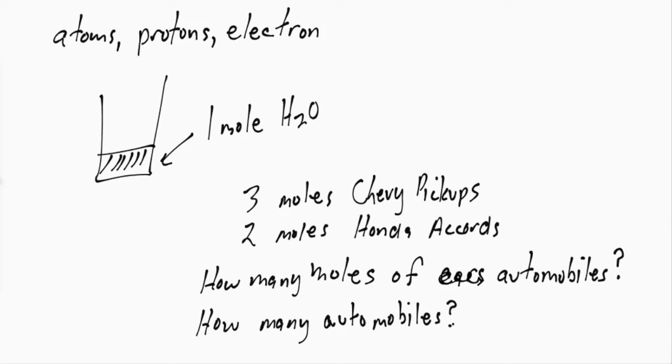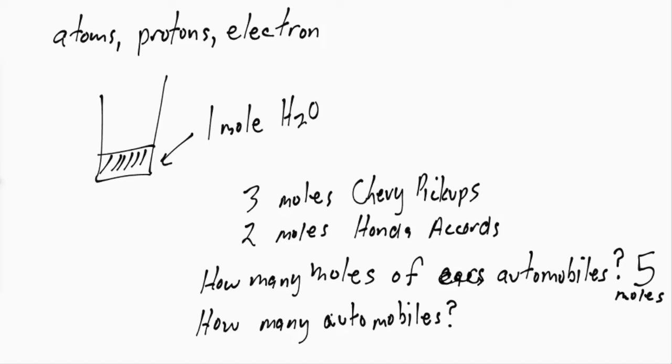All right, let's take the first one. How many moles of automobiles? Well, if there's 3 moles of Chevy pickups plus 2 moles of Honda Accords, and we know Chevy pickups are considered automobiles, Honda Accords are considered automobiles, so that would be 3 plus 2, and the answer to that is 5 moles. 5 moles. Okay.